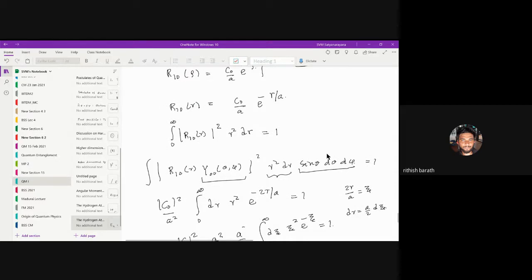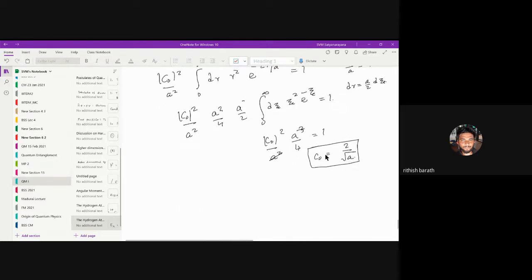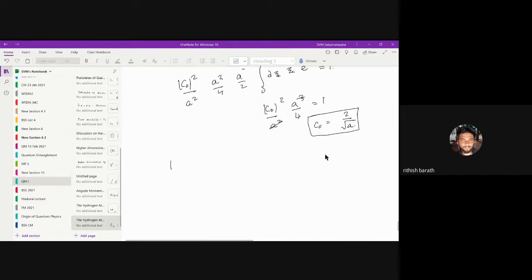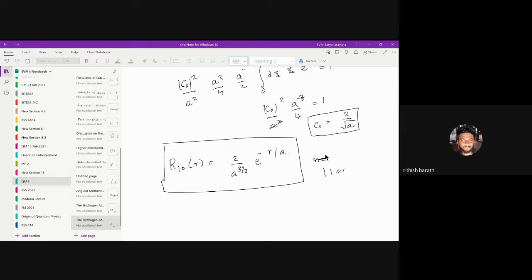Then you have your radial function R10 of r is equal to 2 divided by a to the power 3 by 2 into e to the minus r by a. So this is basically your radial wave function for the ground state. So n is equal to 0, or what you call 1, 0, 0. This is the ground state.